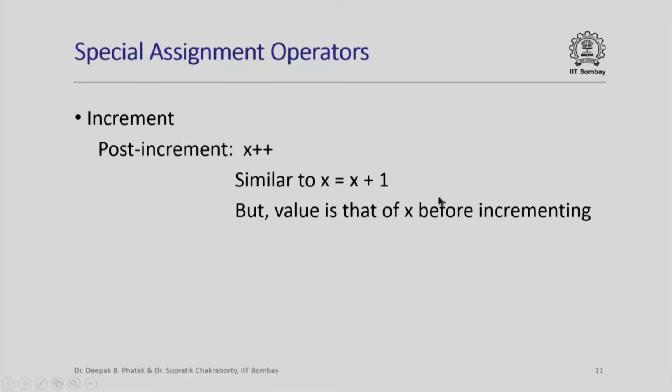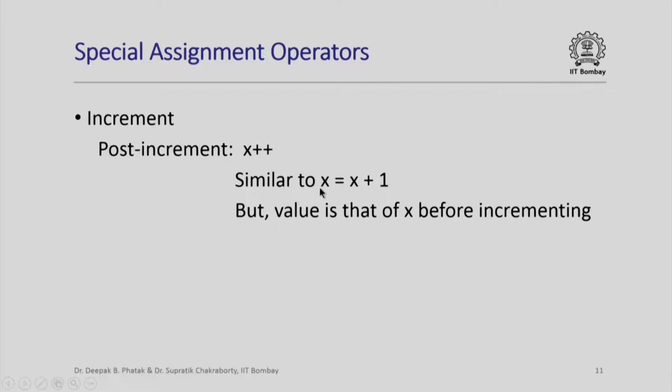Now, just like we had the simple assignment operator, there are some special assignment operators that are used in C++. For example, we have special increment operators, and in fact there are two flavors of it. Post increment, which is used like this: you take a variable x and then you put plus plus. This plus plus denotes increment, and because it appears after the variable x, we call it post increment. Now, when you have an expression like this with the post increment operator, this is very similar to having an expression like x is assigned x plus 1.